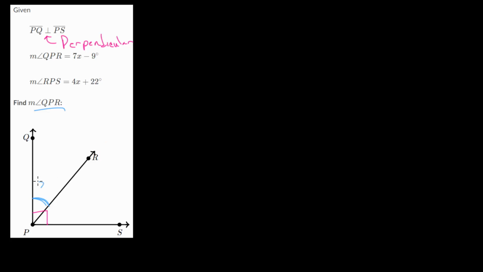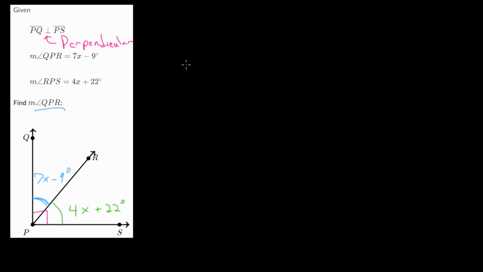So let's first plug that in. 7x minus 9 degrees. We'll just set up our diagram. And we'll also put in the measure for RPS, this angle here. And this is 4x plus 22 degrees. So writing all these in, we can notice that if we combine the blue and the green angle, they form this angle QPS, and we know this angle is 90 degrees. So these two angles, we call these complementary angles. They add up to 90 degrees.